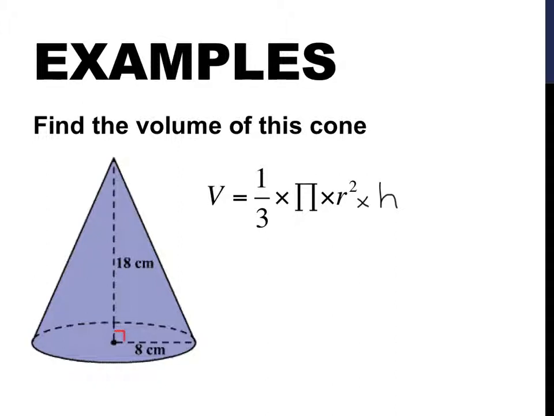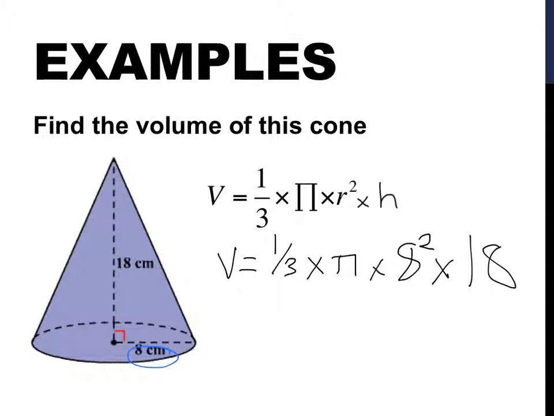So it's 1/3 pi r squared times the height. So volume's going to equal 1/3 times pi times, what's the radius of my circle? Well, 8 centimeters, times 8 squared times 18. I can plug that in on my calculator. So I can either go 1 divided by 3 or I can use the fraction key, and then I can times that by pi, then times that by 8 squared, and then times that by the height.